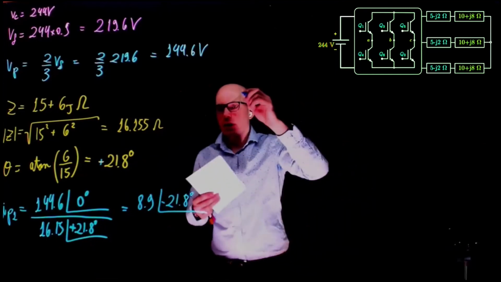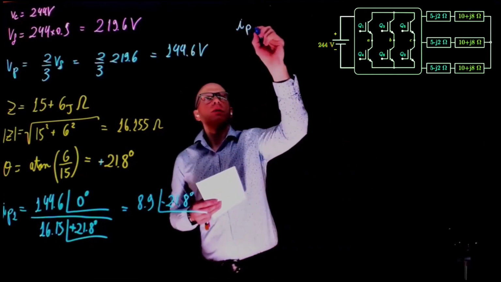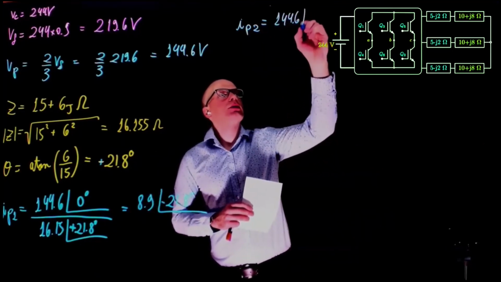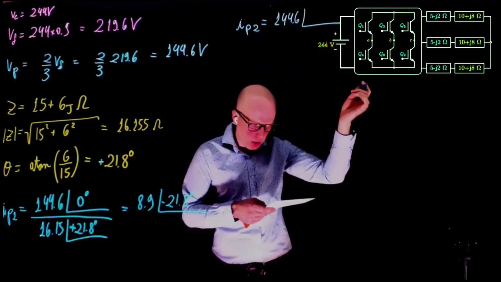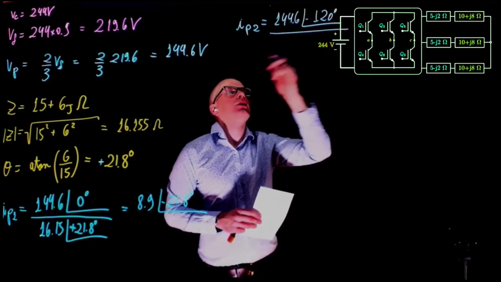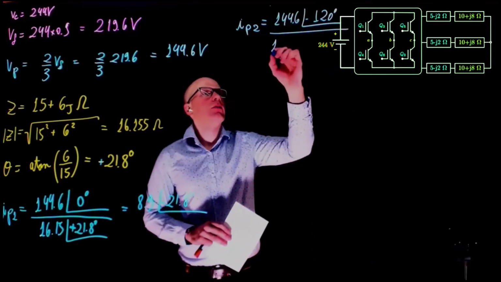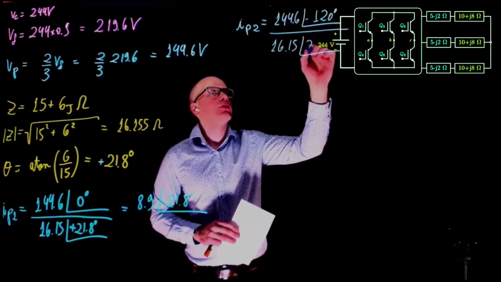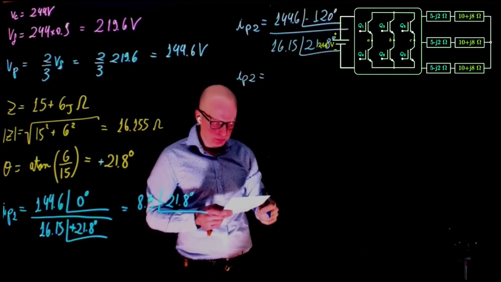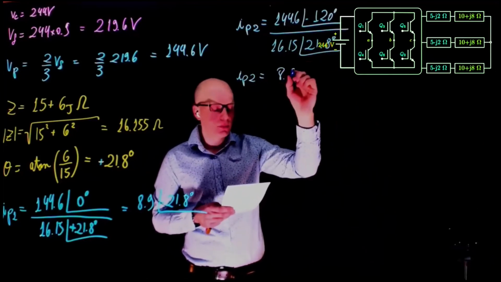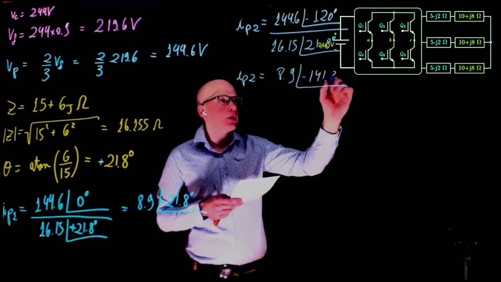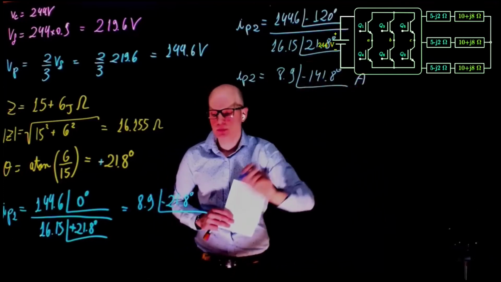The second line current would be IP2, 144.6 with an angle now of, depending on how we defined it, I defined it as negative 120 degrees. So behind the other one with the same impedance, magnitude, and load, which gives a peak current of 8.9. But now the angle changes to negative 141.8 degrees, amps.